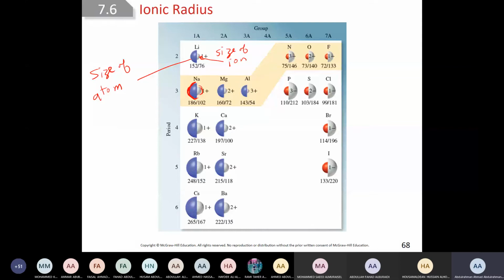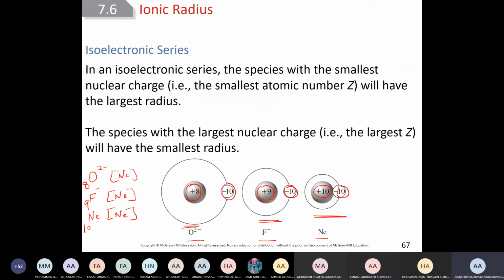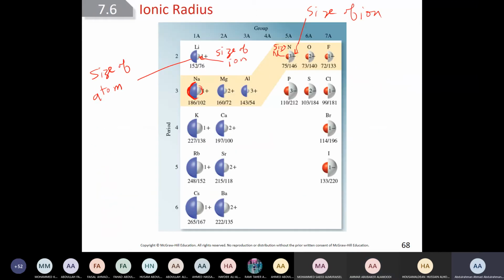But when you add an electron to the atom, here, the red is the size of the nitrogen atom, N, and the gray is the size of the ion. Doctor, the attraction for the electrons, which one of them is greater? The one with more protons. The more protons, the more attraction. Okay, good. And this way you can tell which is which.